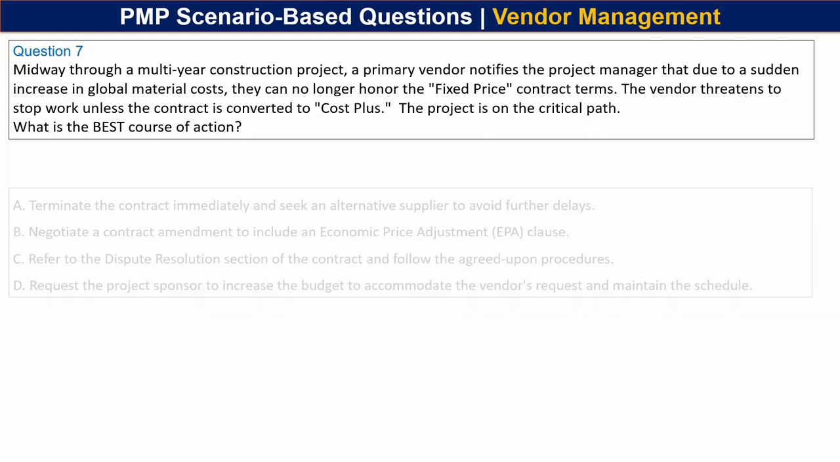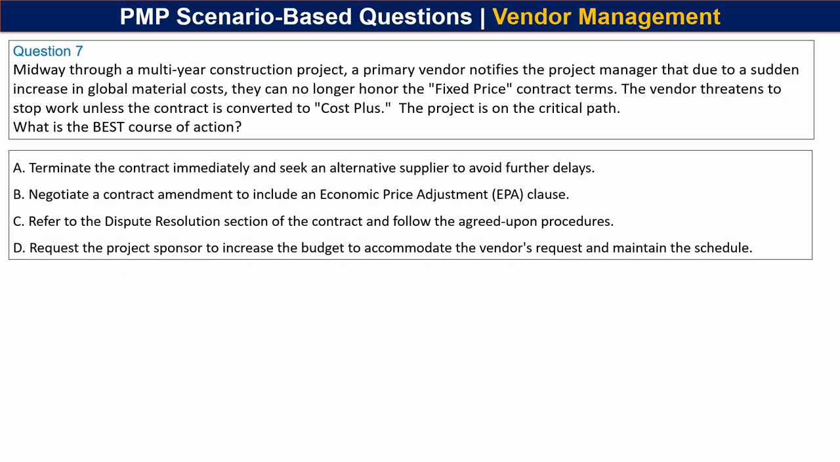And the options are option A, terminate the contract immediately and seek an alternative supplier to avoid further delays. B, negotiate a contract amendment to include an economic price adjustment, EPA, clause. C, refer to the dispute resolution section of the contract and follow the agreed upon procedures. D, request the project sponsor to increase the budget to accommodate the vendor's request and maintain the schedule. Guess the right option. The right option here is option C.